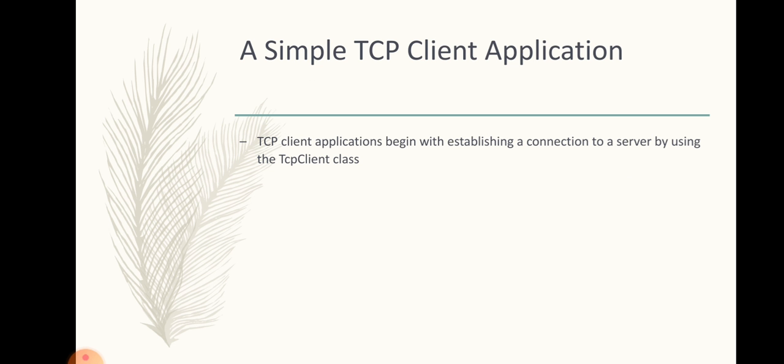Simple TCP client application. A TCP client application begins by establishing a connection to a server using the TCPClient class. How does the TCP client application begin the communication? By establishing a connection to a server with the help of the TCPClient class. First, it will create a connection.